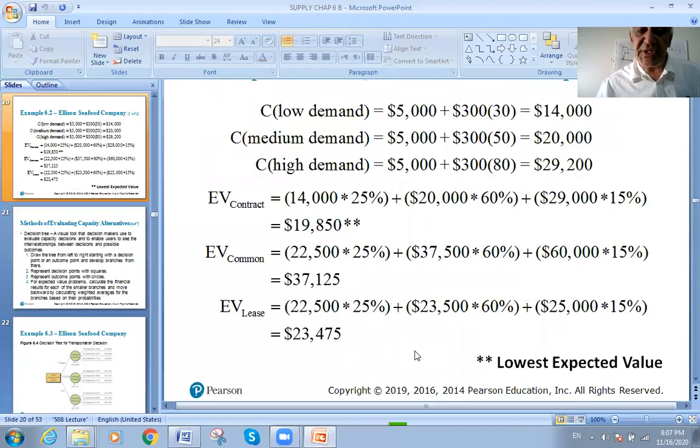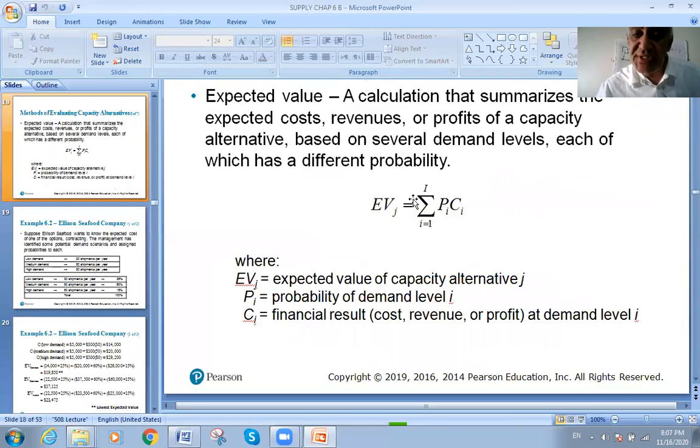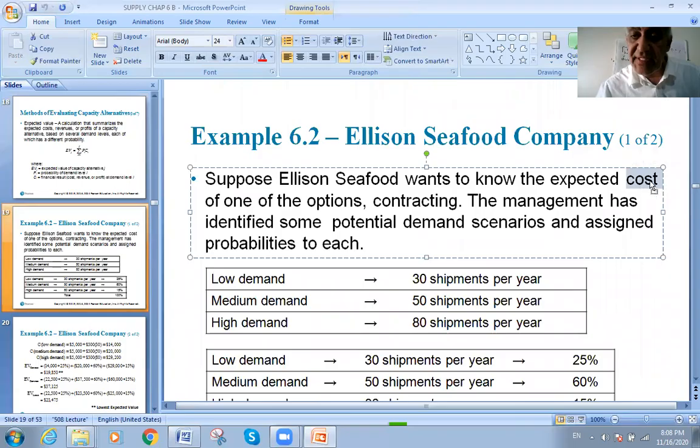So what is my decision here? Those are costs. Of course, I will take the lowest cost. The lowest cost here is 19,850, because 37 is more and 23 is more. As long as I'm dealing with costs. How did I know that I will choose the lowest? Because he told me in the example the expected costs.